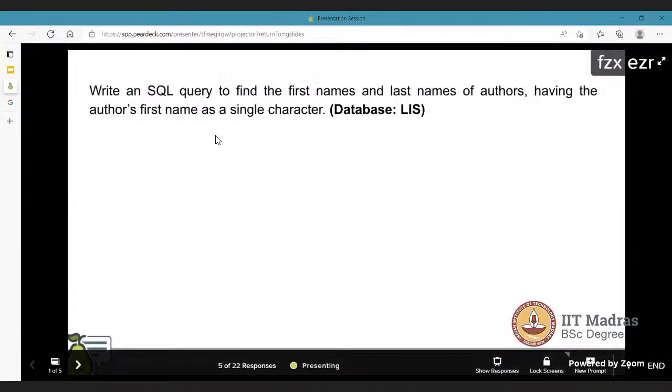So the question is: write an SQL query to find the first name and last name of authors having the author's first name as a single character. This belongs to the database LIS. So you all can open the LIS database and find out the query for this particular question and then paste it in the text box. We'll wait for 2-3 minutes.